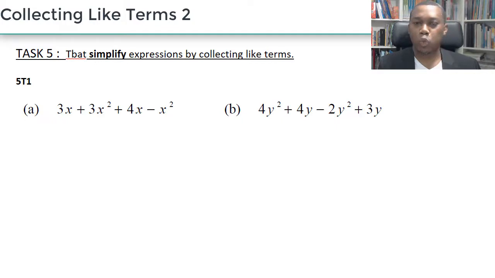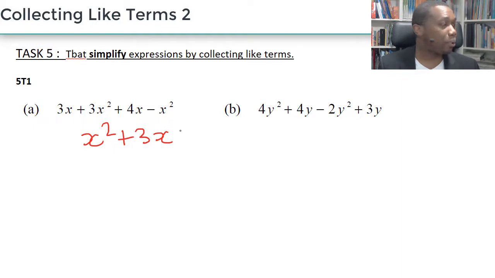I'm going to do one of them in detail. Which should I go for? B. You want me to do B? Okay, I'll do B. So what I'll do, I'll put the answer. For A, you should have had x squared plus 3x. So x squared plus 3x is what you should have had. Please mark your work.